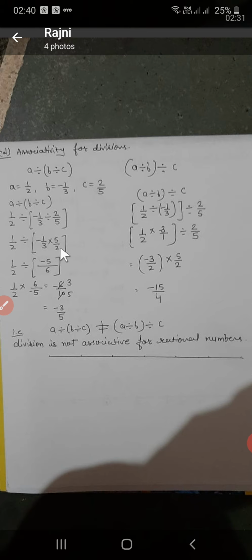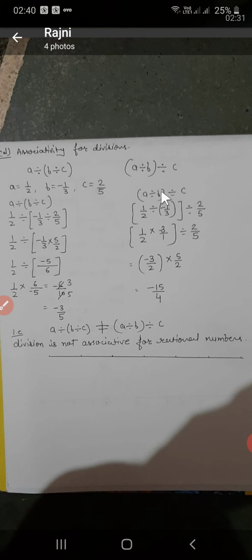Now multiply 3 multiply 2, what will you get? 6, and 1 multiply 5, you will get 5. Minus plus, here you will get minus sign. Similarly 1 by 2, if you change this division sign into multiplication, reverse this 5 by 6 into 6 by 5, what will you get? 1 into 6, 6, 5 2s are 10, and here negative, so we keep negative. Now simplify this, you will get the answer minus 3 by 5.